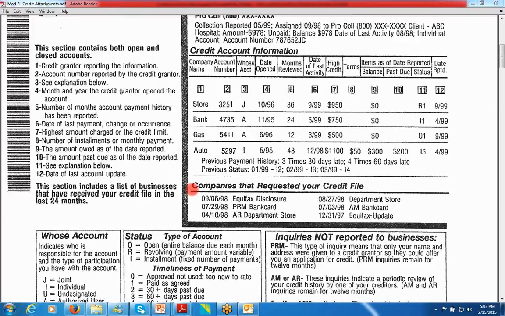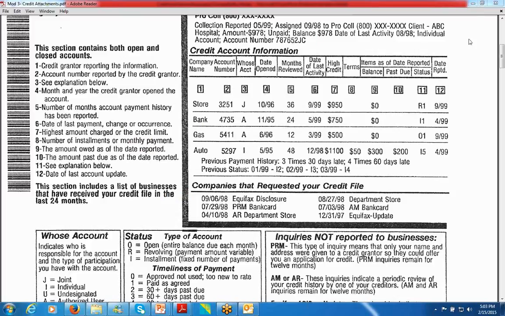So once you start the process, do not apply for anything. Okay, don't even apply for a pencil. Okay, just be aware. Moving down the credit report, you'll see that the accounts are rated.